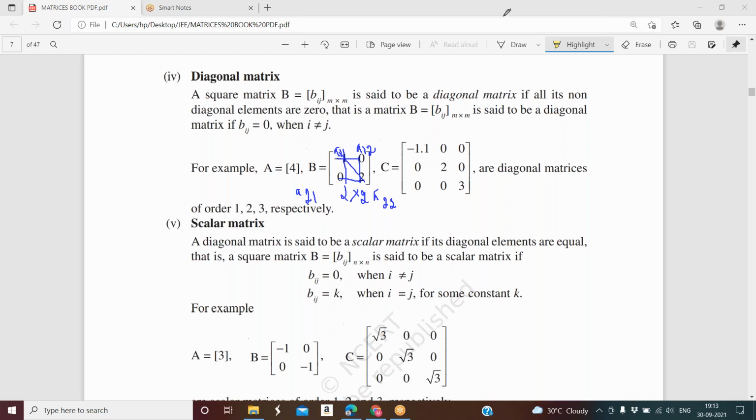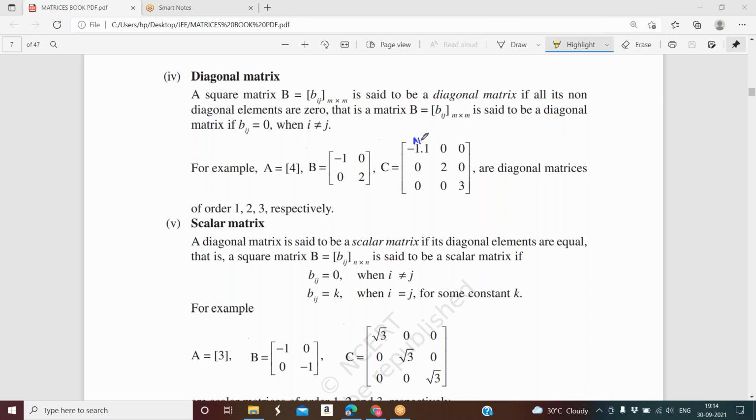So here the next matrix, see the next one. What is minus 1, 1? It's a 3 by 3 matrix. Number of rows is 3 and number of columns is 3. So C is a matrix of order 3. It's a square matrix, right? So minus 1 is in the first row. Sorry, this is A11.